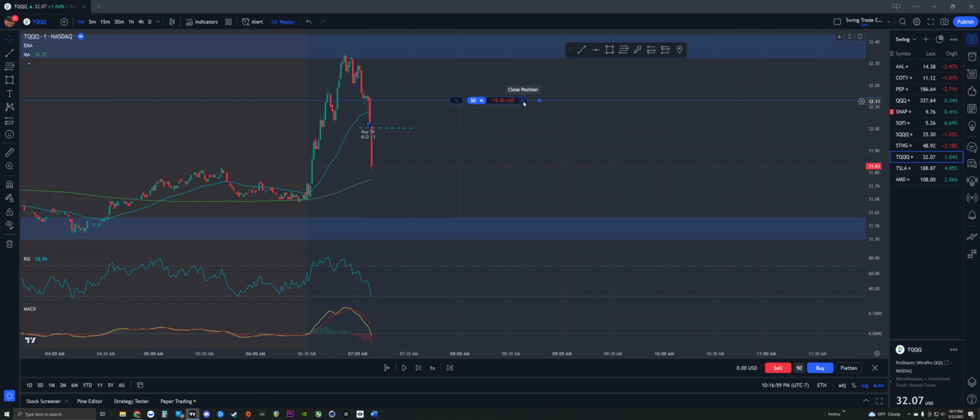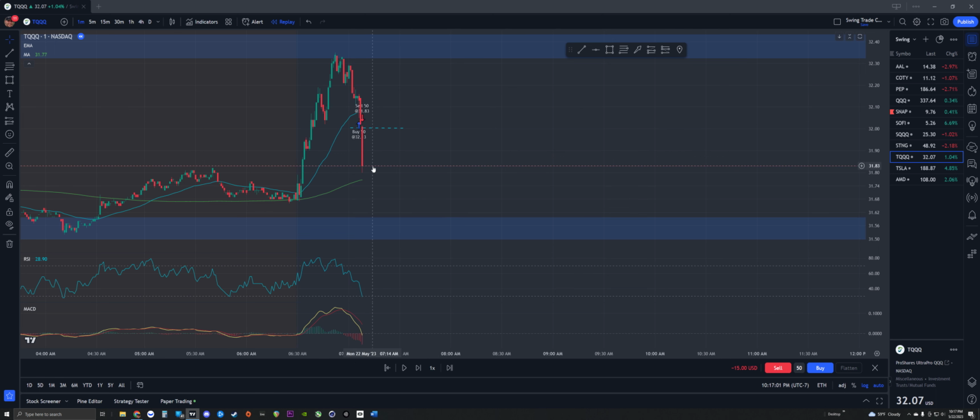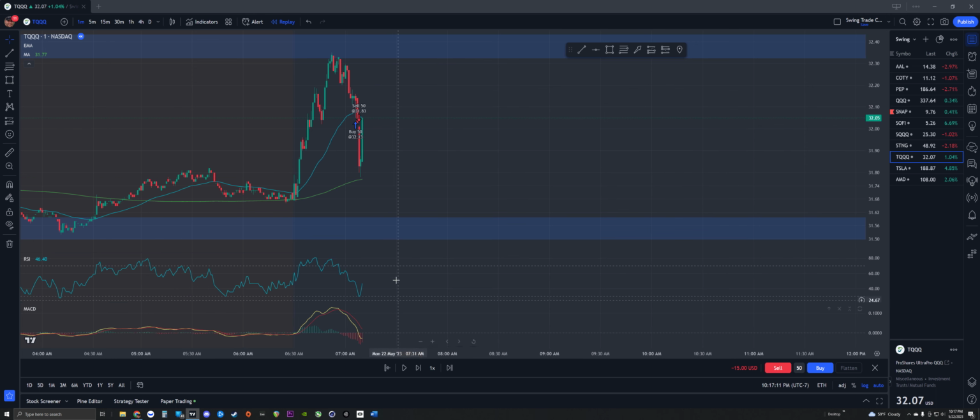Alright, so there's that. And now, of course, most likely, because, we're going to bounce off this moving average. And there it is. Alright.